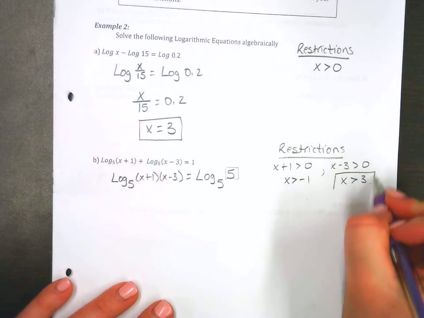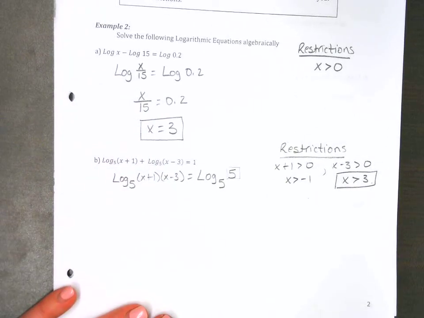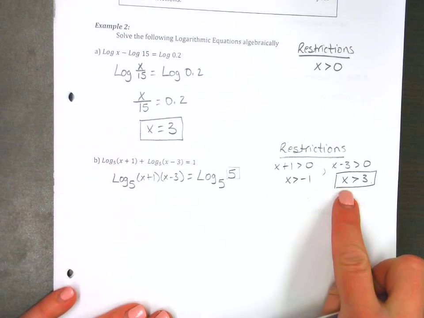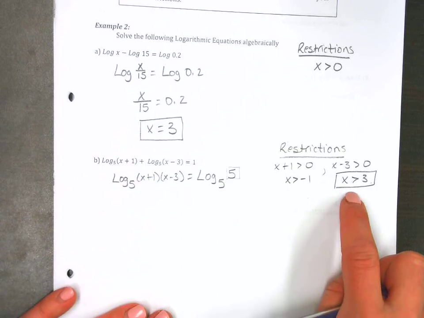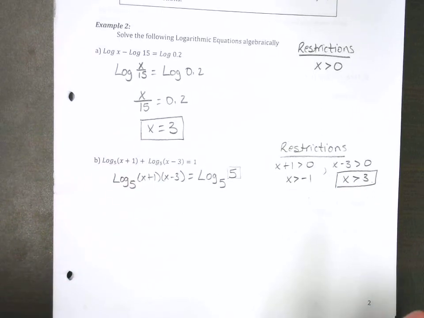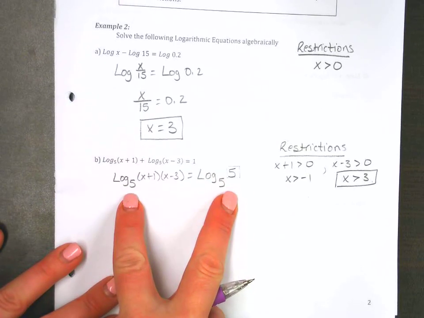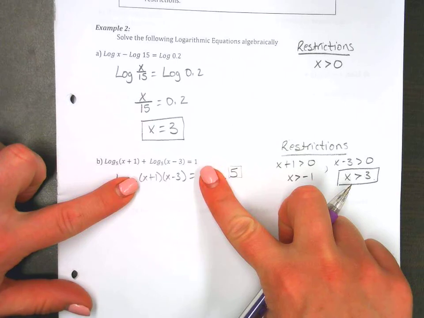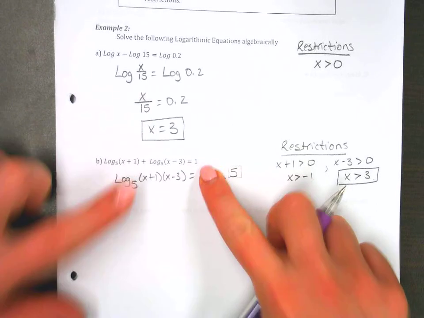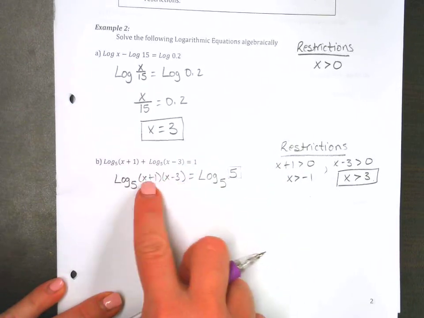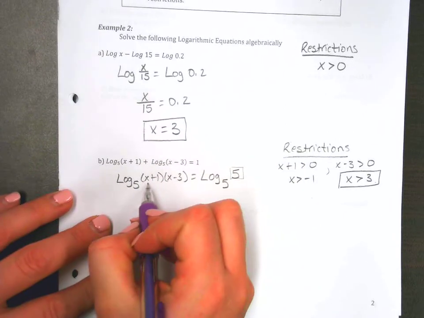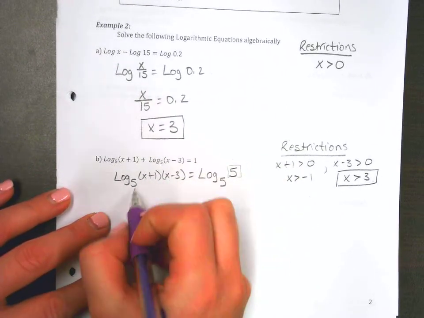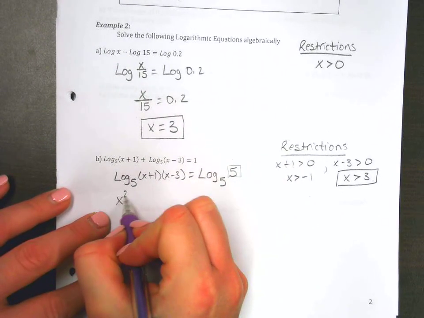All right, so now that we've written this as a single logarithm on both sides, both base 5, we can now ignore my log base 5s. I'm going to multiply or expand this binomial product to be x squared minus 3x plus x minus 3 equals, and then on the right side we're just given 5. So now what we're left with is a quadratic equation.